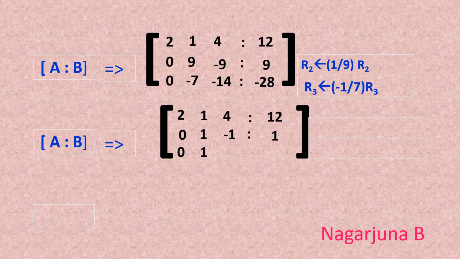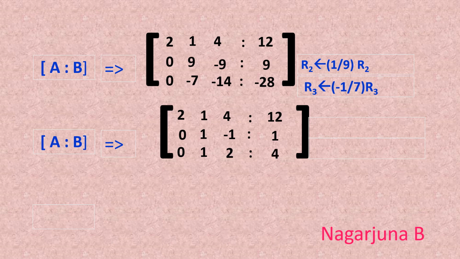Then minus 1 by 7 into minus 14. So 7 1s are 7, 7 2s are 14. So we will be having minus 1 into minus 2. It will be equal to 2. Then colon, fourth element minus 28 is there. So minus 1 by 7 into minus 28. 7 1s are 7, 7 4s are 28. So it will be minus 1 into minus 4. It will be plus 4.